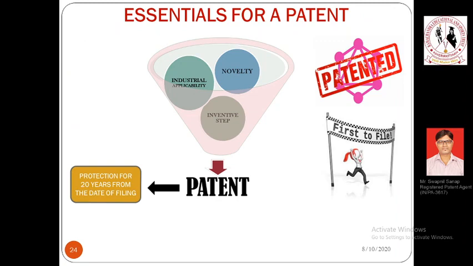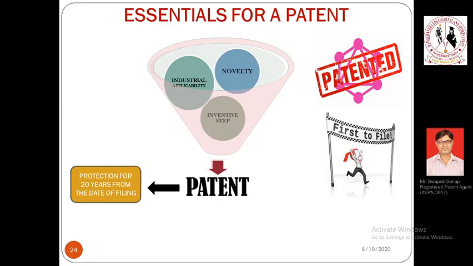Moving on, these are the essential parts for the patents. Now what are the essential parts? We discussed this. It's the same slide. We're going to go into details of the examples now. Novelty, industrial applicability, and inventive step. If your invention or your document has these things, you will be allowed to get a patent. Patent will be granted for how many years? 20 years from the date of filing. Right? This is the most important part.